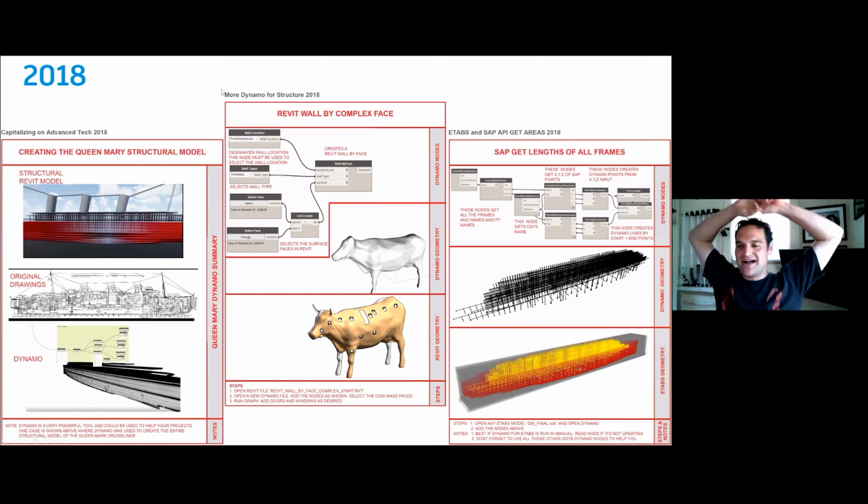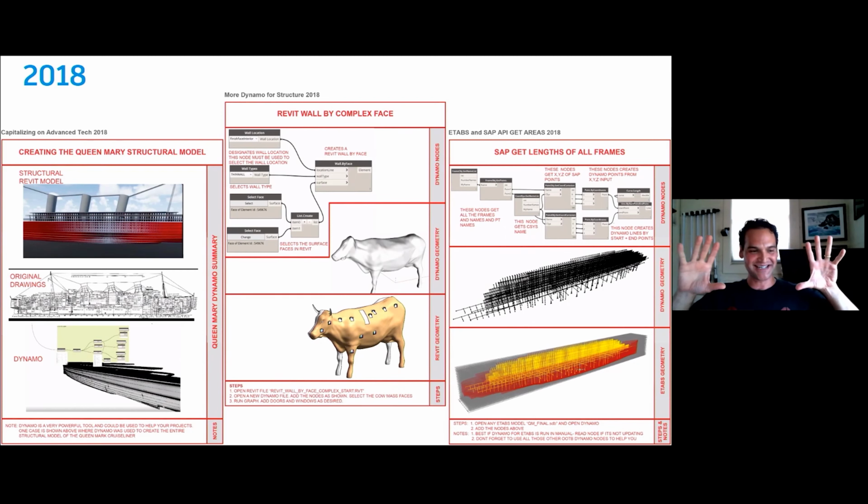Okay, more Dynamo for structure. What did we do here? We built a curved surface in Revit, and then we used Dynamo to place a wall by face onto the side of the actual Revit cow. That was a lot of fun, just to show that you can build any type of wall shape using Dynamo. You don't have to use Dynamo. I mean, you could have done it manually, but maybe you have 300-400 walls that need wall by face, you can do that. And then of course we put doors and windows in it just to have a lot of fun.